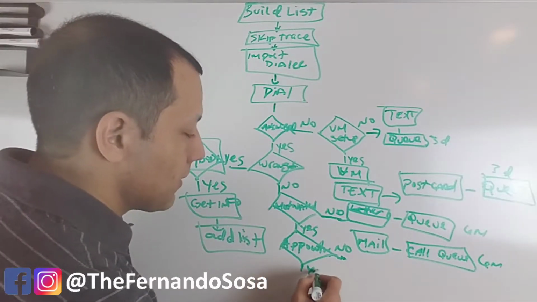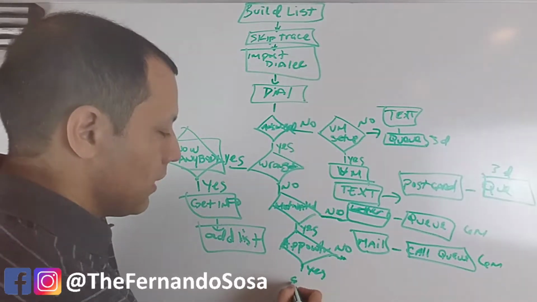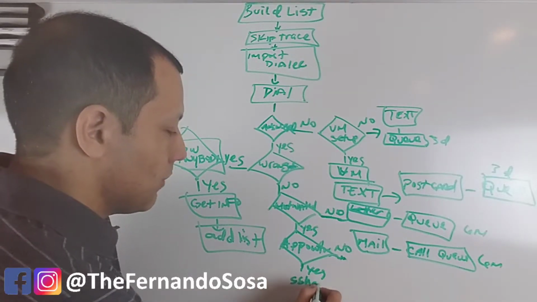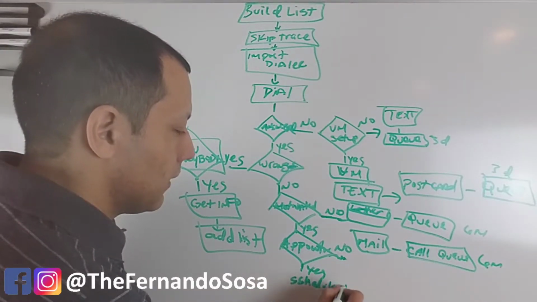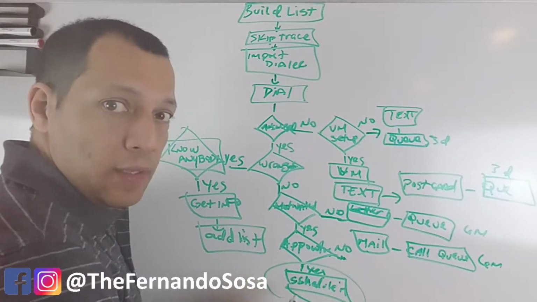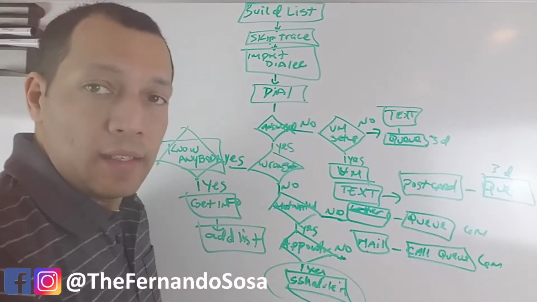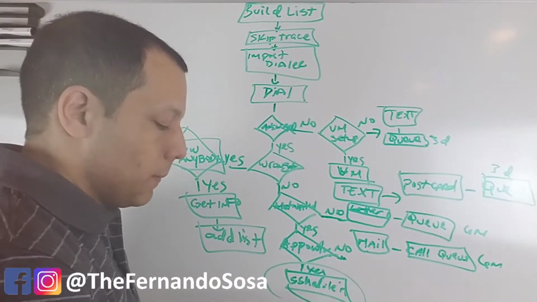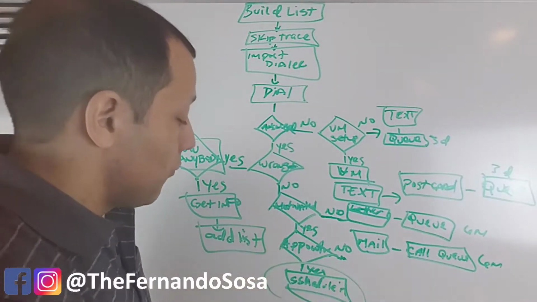If you are able to set up the appointment, then that's the outcome that you want to get, right? You want to schedule it. So this is the outcome really that we want from the cold call. You want to be able to schedule an appointment. So that is the flow.